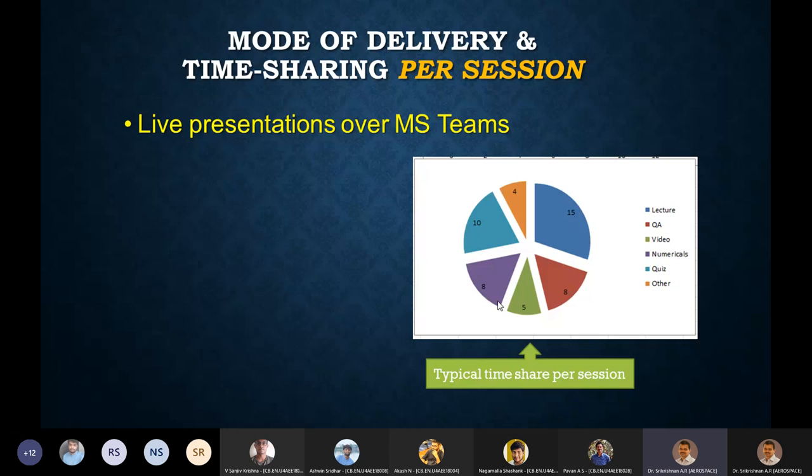And this is not the only window of opportunity. Anytime that you feel you want to raise something, you can do that. I'm just asking now because it's the beginning of the course. But anytime during the course, if you feel that something has to be changed or corrected, you can let me know anytime.